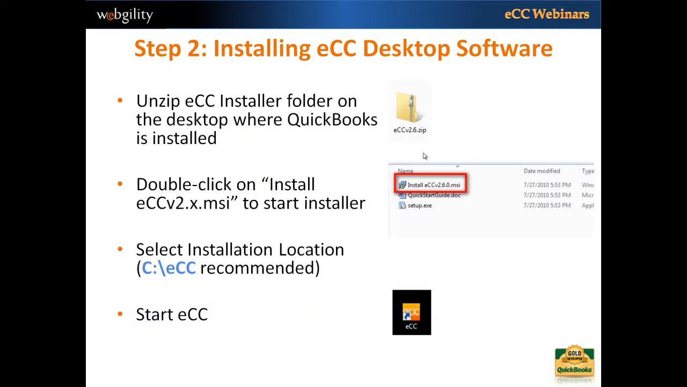Second is the eCC desktop software. For the desktop software, we again provide a zip file that you can download. Once you've downloaded it, you extract the zip file and click on the install ecc.msi link to start the installer. We recommend that you install it at this C drive under the eCC folder. Once you've done the installation, you can click on eCC, the icon gets added to your desktop, and you can start eCC.